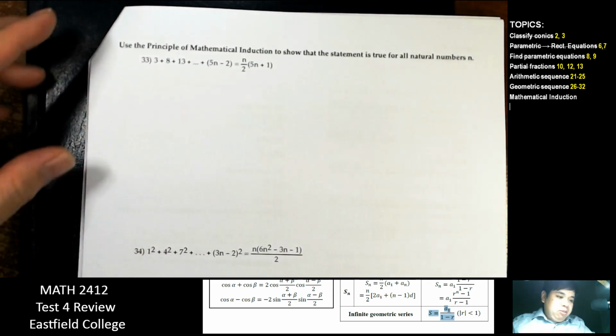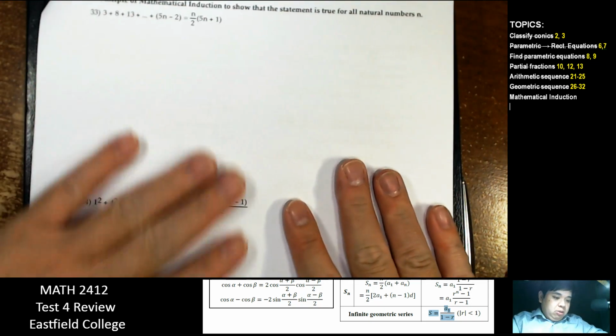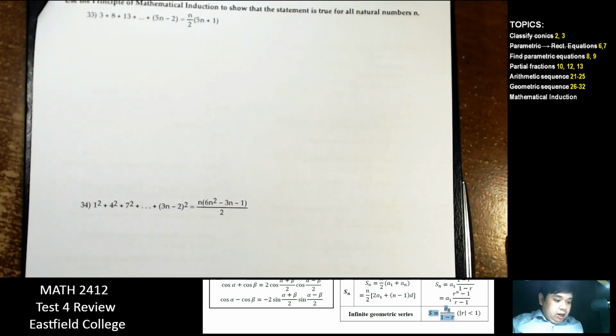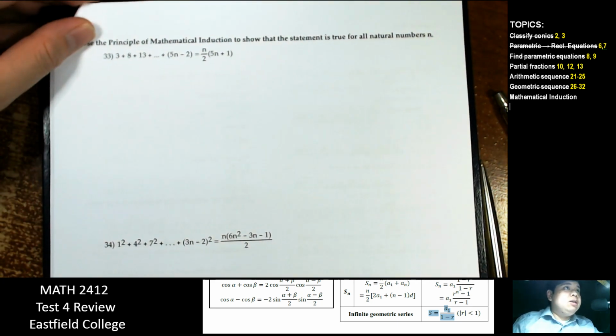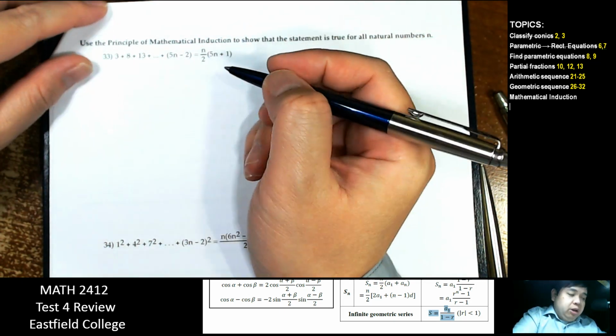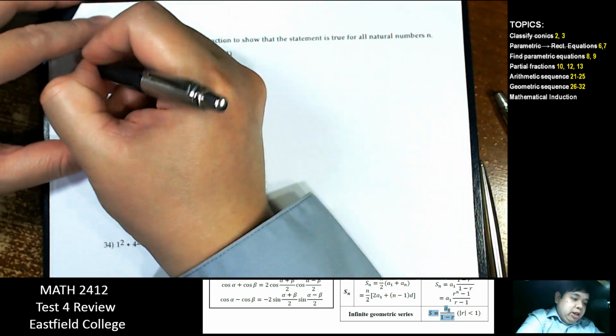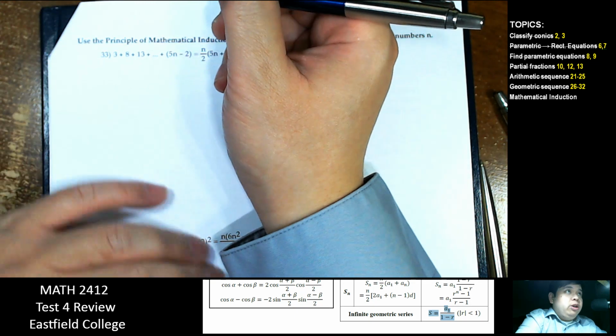Next we have mathematical induction. Right, this is a proof. So let's look at the first one. Induction, we have 3 parts. First, we check to see if it is true for n equal to 1.